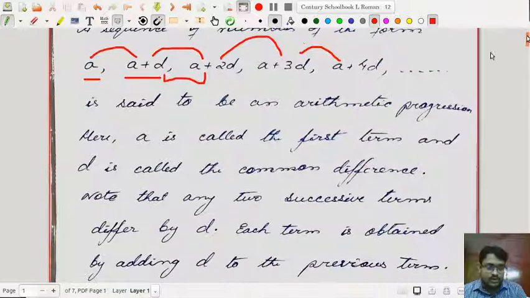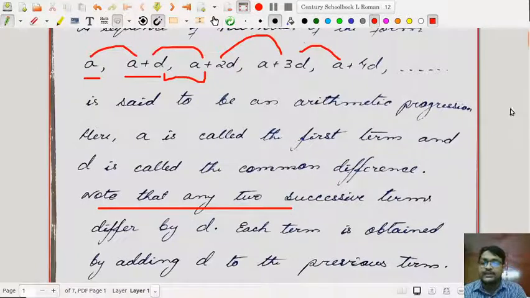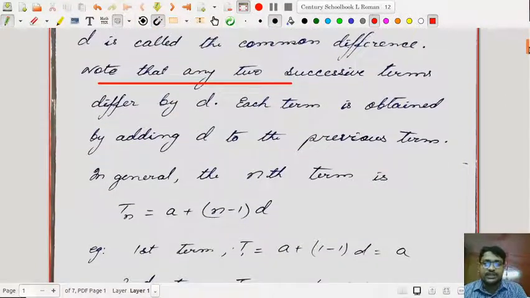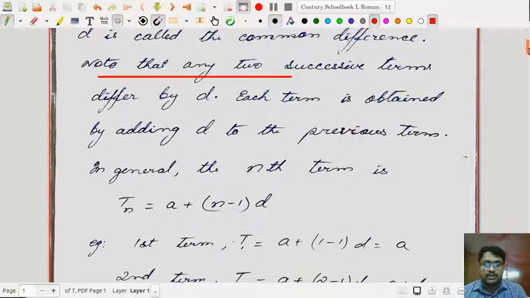So this is what I have written here. Note that any two successive terms differ by d, and each term is obtained by adding d to the previous term. In general, if we talk about the nth term, if n equals 1, then it is the first term. If n equals 2, it is the second term. So in general, we say the nth term.